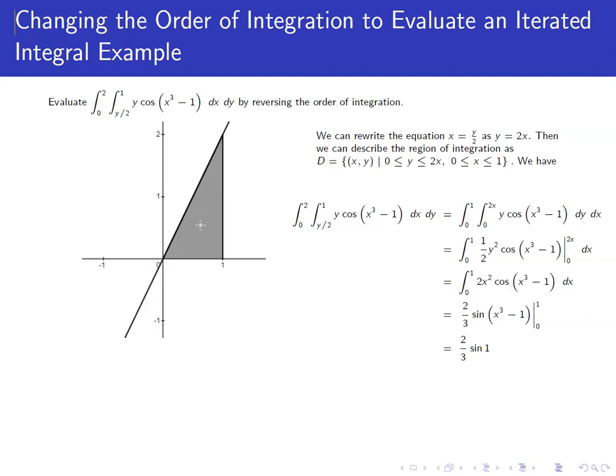The reason why we can't integrate this the way it's presented to us is because I would really want to do this with a u substitution and let u equal x cubed minus 1. However, the derivative, 3x squared, is nowhere to be found. So I'm not going to be able to integrate this with respect to x first.